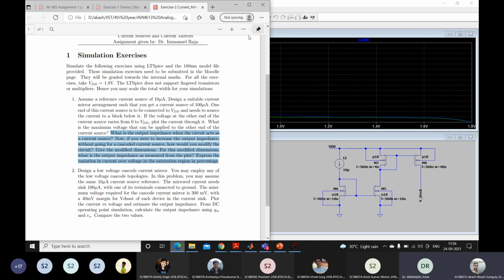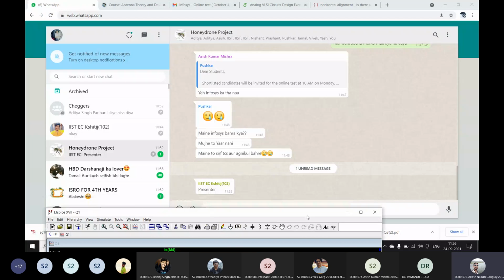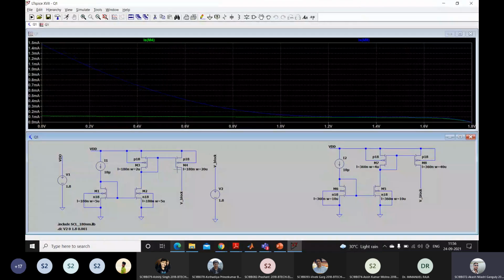Sir, one second. This V block, it should be given like this only, right? Yeah, you have a voltage source and you're sweeping that voltage source. That's it. Try plotting the drain current of the two transistors and see; it should be the same, but I guess you would have tried, right? Yes, sir, it's the same, just the signs are different. Yeah, that is fine.